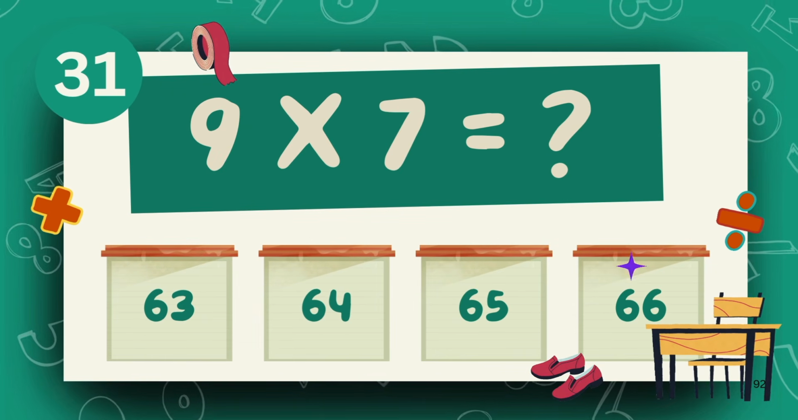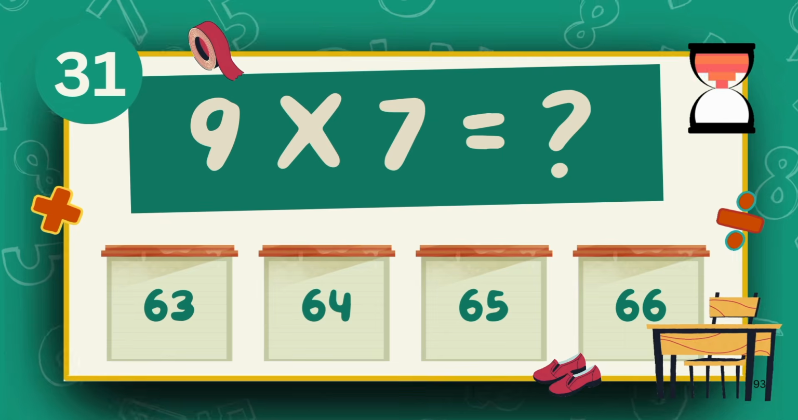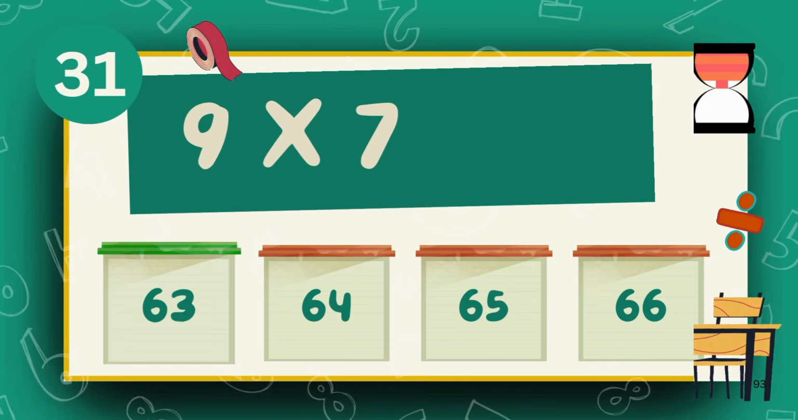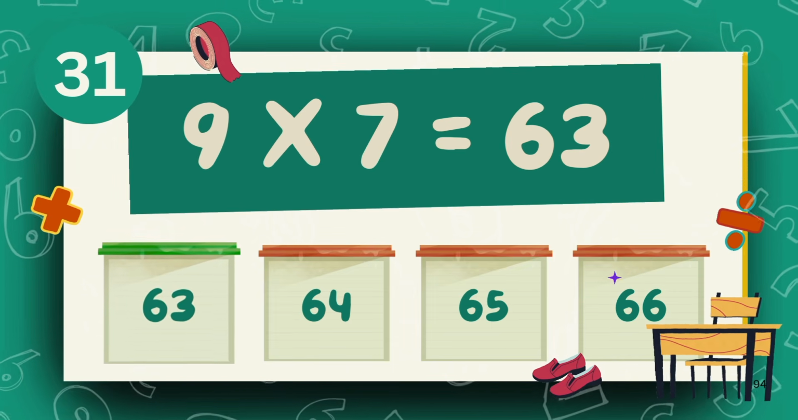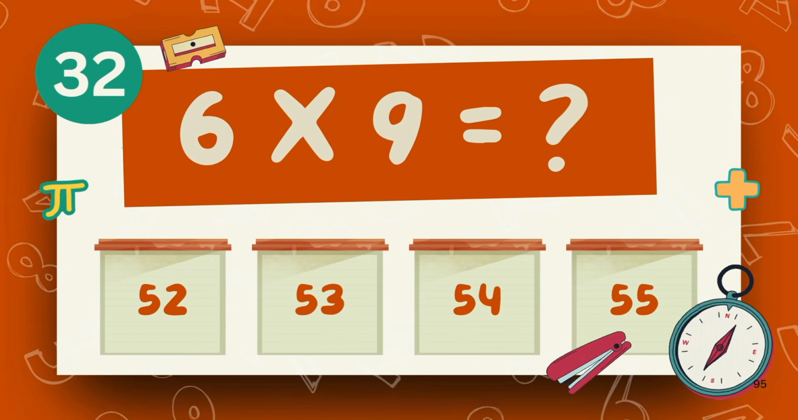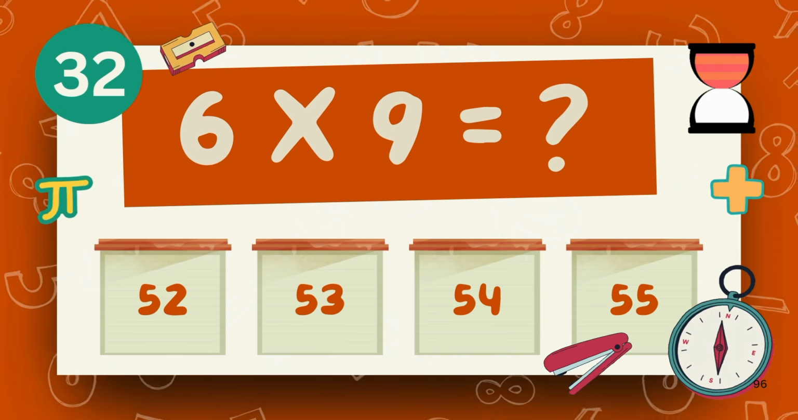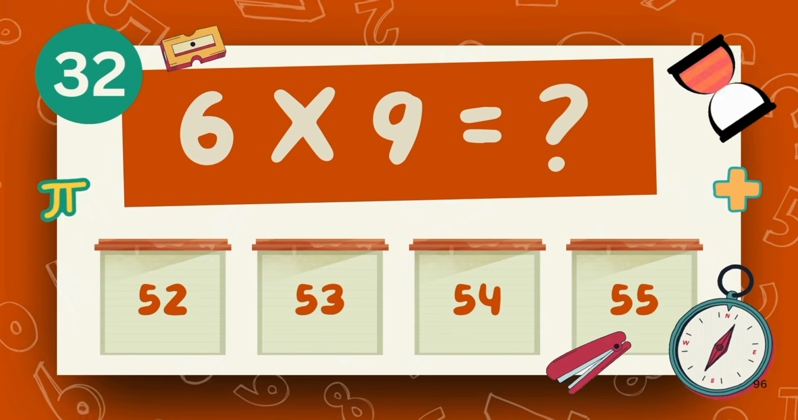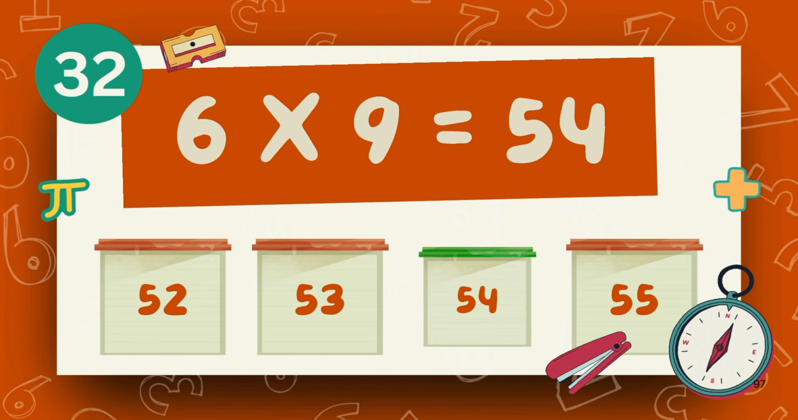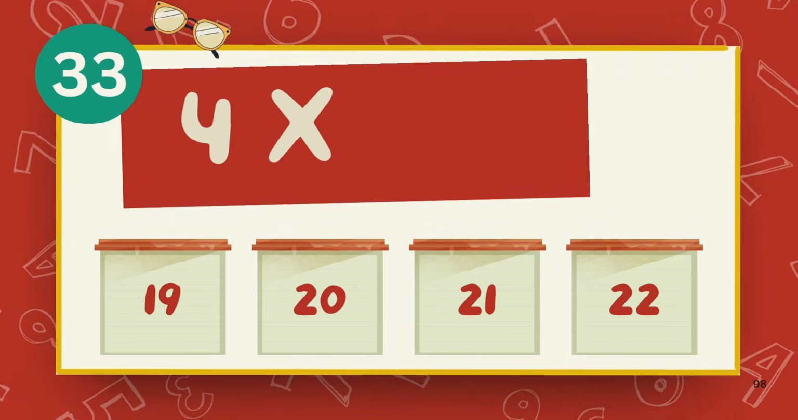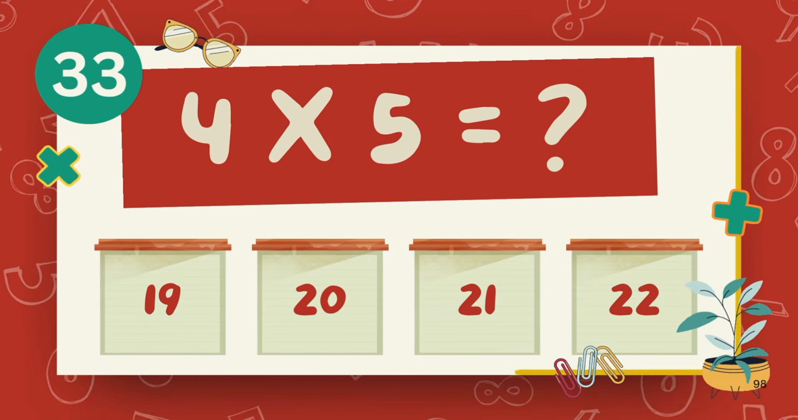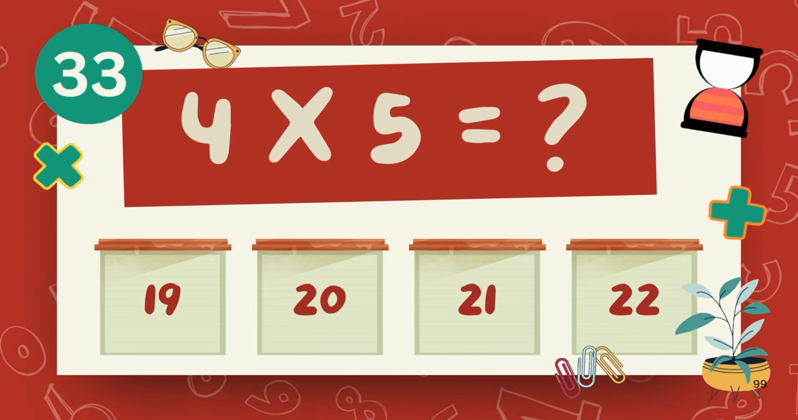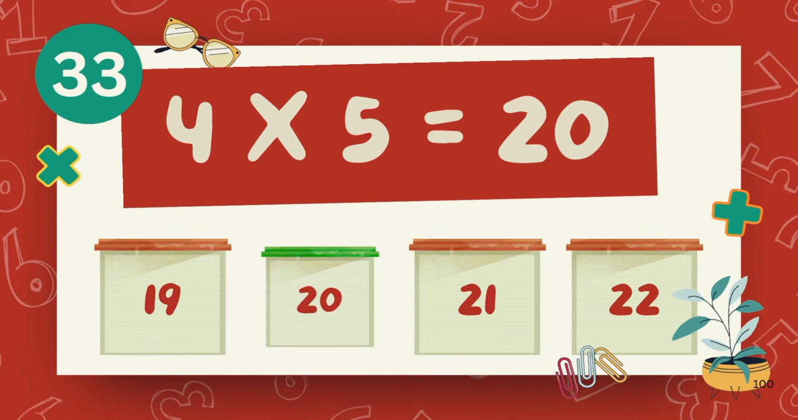What is 9 multiply 7? The answer is 63. What is 6 multiply 9? The answer is 54. What is 4 multiply 5? The answer is 20.